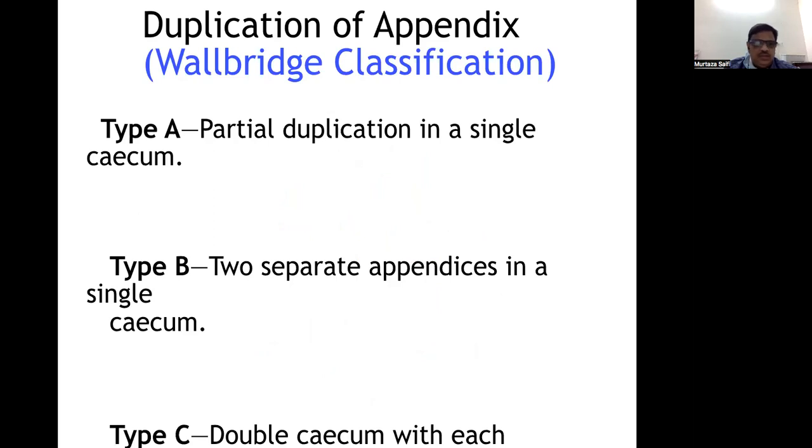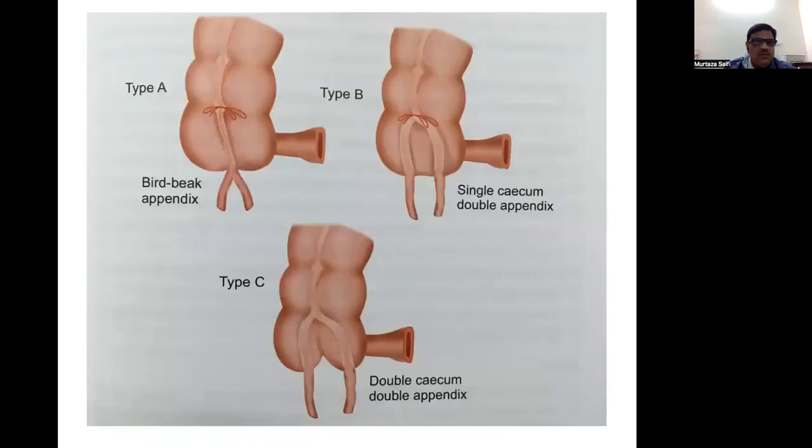Duplication of appendix. Type A, partial duplication in a single cecum. Type B, two separate appendix in a single cecum. Type C, double cecum with each appendix. So there are three types of duplication. This picture showing type A, type B, and type C. Type A, bird beak appendix. Type B, single cecum double appendix. Type C, double cecum double appendix.